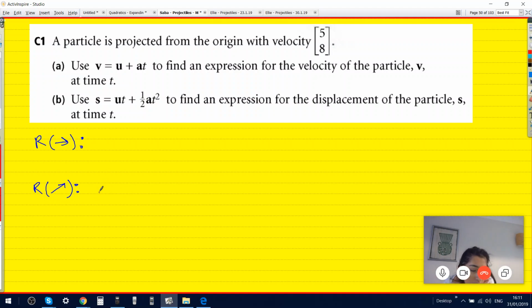Yeah. For that one, U would be root 89. What's the horizontal component? No, 5. And that's always S equals VT. So that would be S equals 5t. If we were resolving vertically, S equals 8t. U is 8.